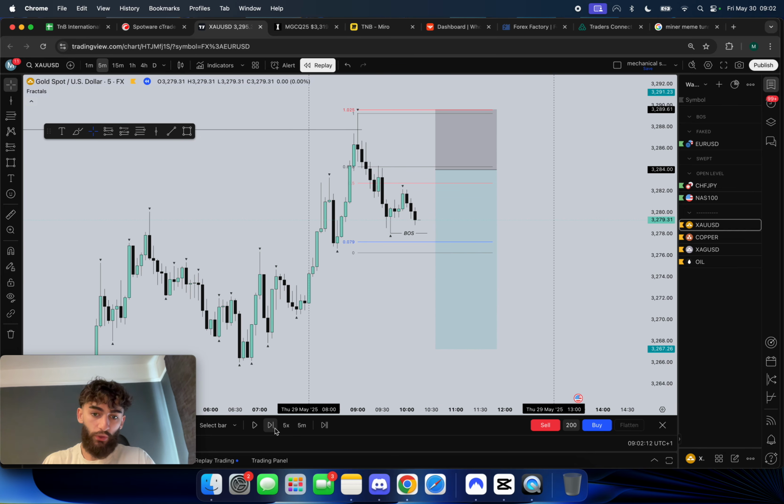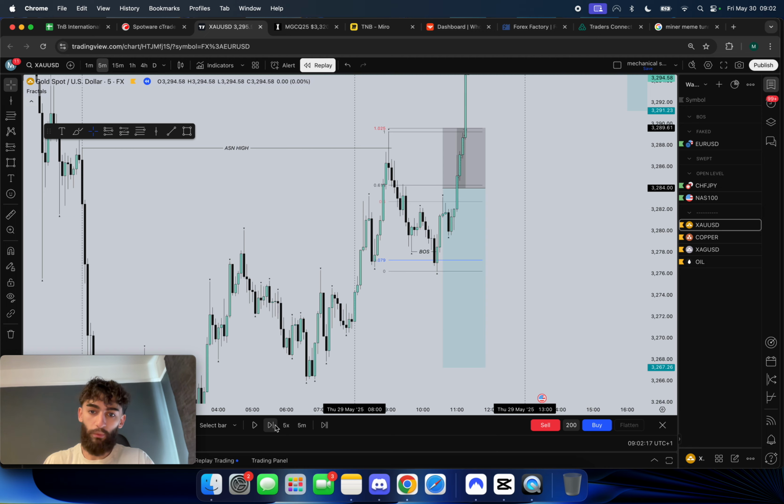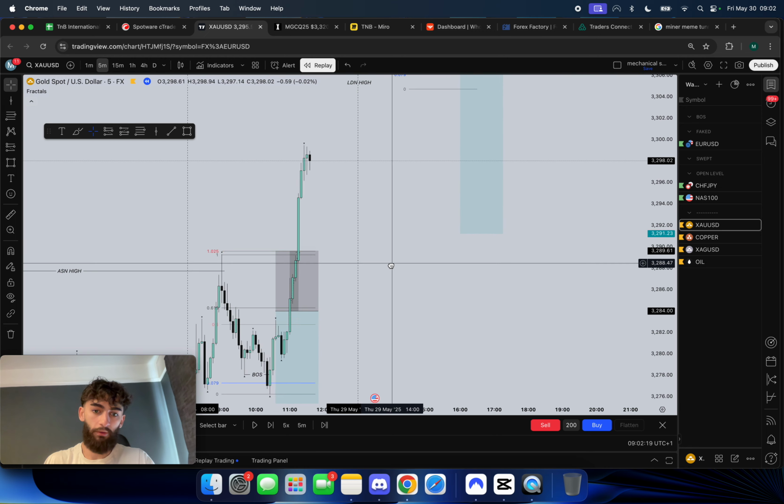Then we're waiting for a breaker structure to the downside, happens right here, fib tool on this whole range, and then we wait for a tap, and unfortunately we just went straight through.